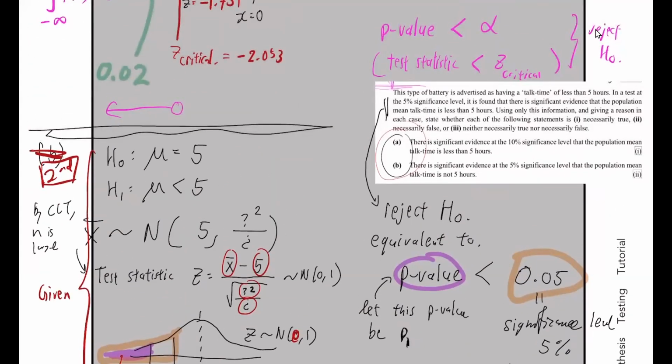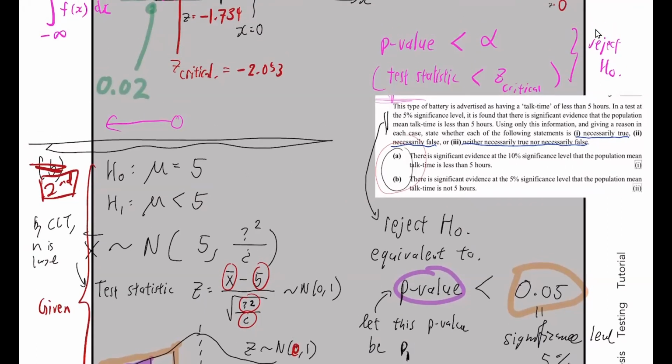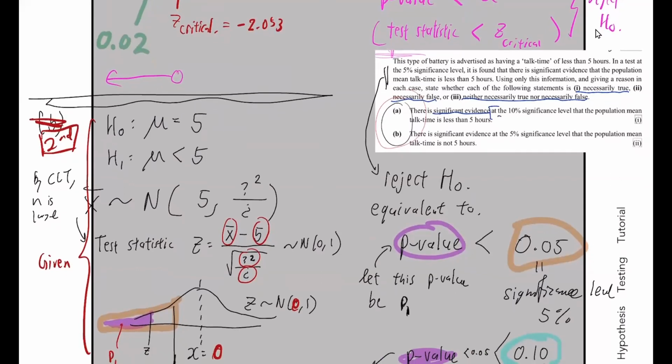Part 1: is it necessarily true, necessarily false, or unknown, ambiguous? Using only this information and giving a reason in each case, state whether each of the following statements is true or false. Part A says there is significant evidence that the population mean talk time is less than 5 hours. What does that actually mean? It is the second half of the conclusion when you're rejecting H0. This is like saying that there is sufficient evidence that H1 is true. So that just means you are rejecting H0.